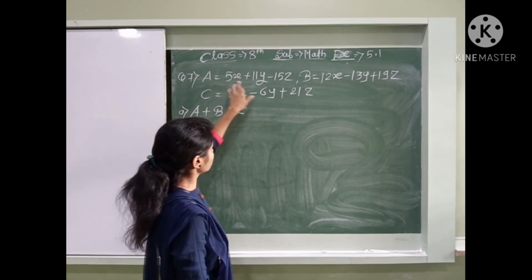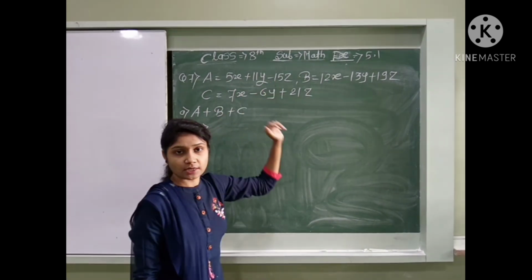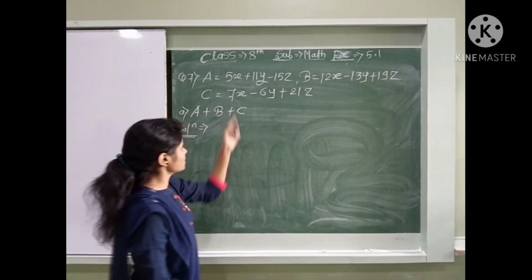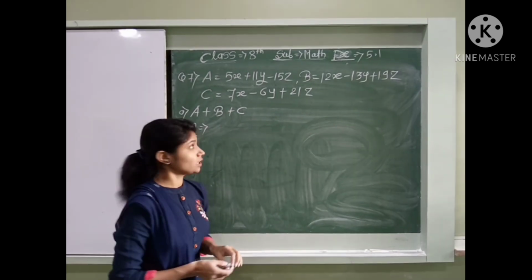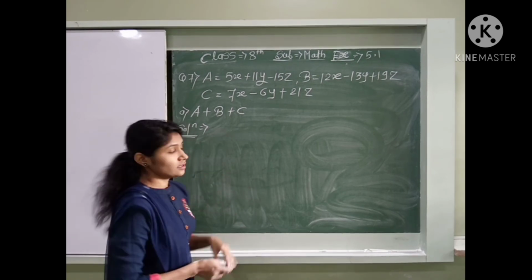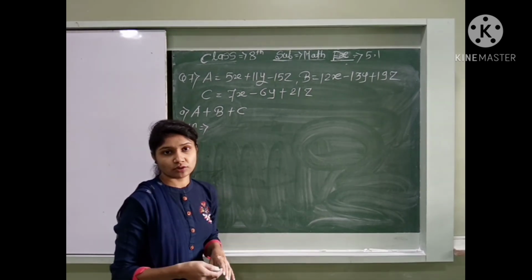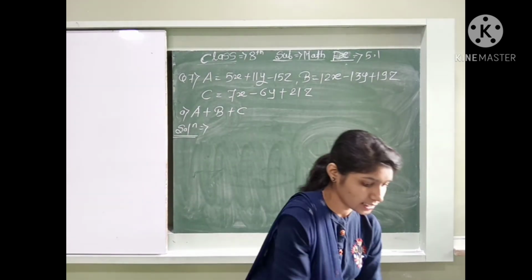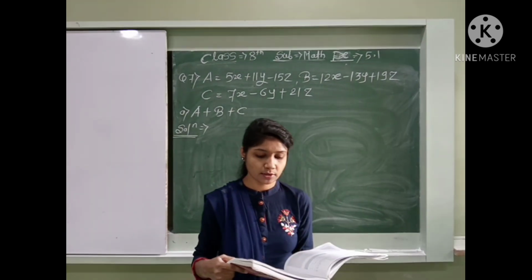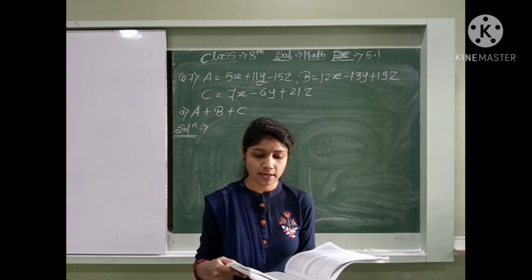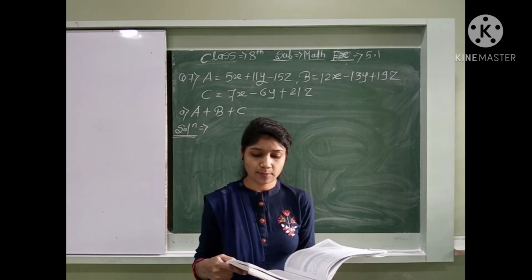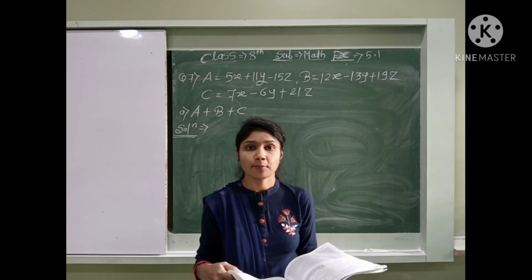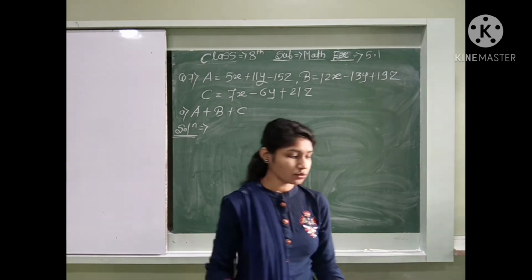In question number 7, the value of A is 5x plus 11y minus 15z, B is 12x minus 13y plus 19z, and C is 7x minus 6y plus 21z. Find the value of A plus B plus C. Second, A minus B minus C. Third, A plus B minus C. Next, D is twice A plus twice B plus twice C. You have to find these out. How do we solve these types of questions?